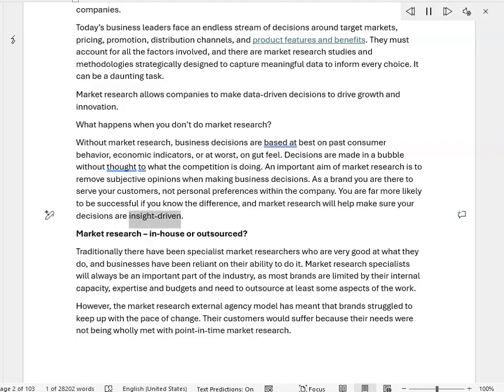Market research, in-house or outsourced. Traditionally, there have been specialist market researchers who are very good at what they do, and businesses have been reliant on their ability to do it. Market research specialists will always be an important part of the industry, as most brands are limited by their internal capacity, expertise, and budgets and need to outsource at least some aspects of the work. However, the external agency model has meant that brands struggled to keep up with the pace of change. Their customers would suffer because their needs were not being wholly met with point-in-time market research.